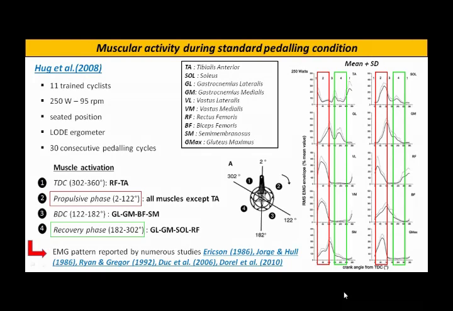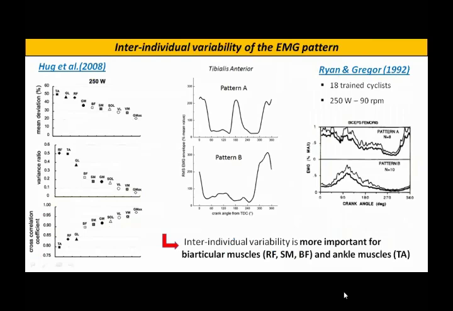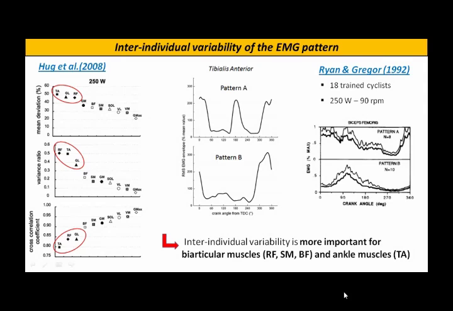Several studies have reported similar EMG patterns. It has been shown that the intersubject variability, the variability of the EMG pattern between subjects, is greater for biarticular muscles and the ankle muscles. As you can observe, it is possible to see 2 different EMG patterns for the tibialis anterior and biceps femoris, even if the cyclists did the same task.